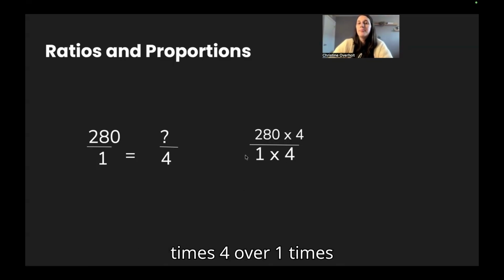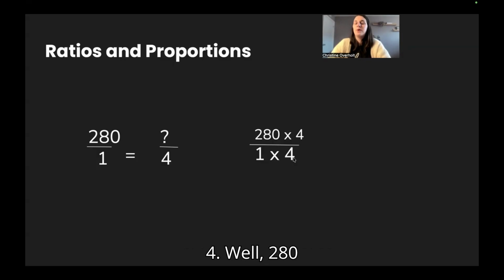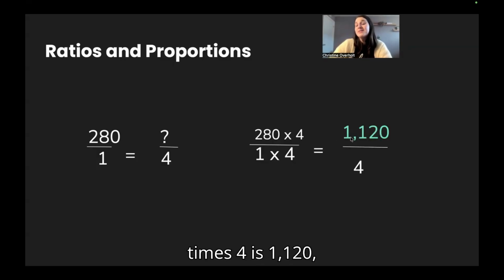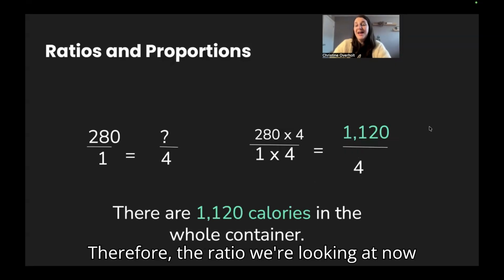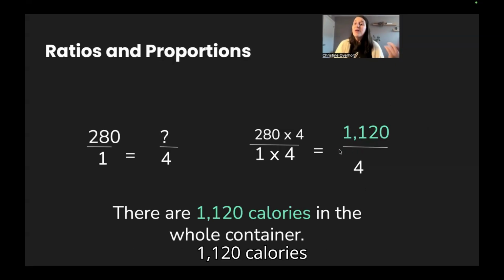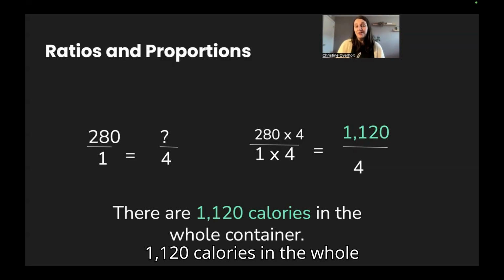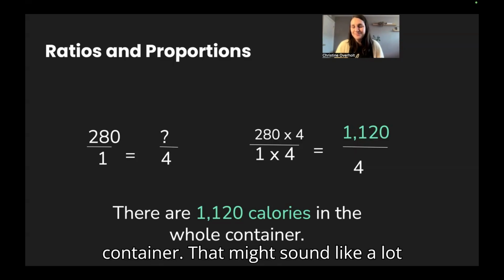280 times 4 over 1 times 4. Well, 280 times 4 is 1,120, and 1 times 4 is 4. Therefore, the ratio we're looking at now tells us that there's 1,120 calories to 4 servings, or 1,120 calories in the whole container.